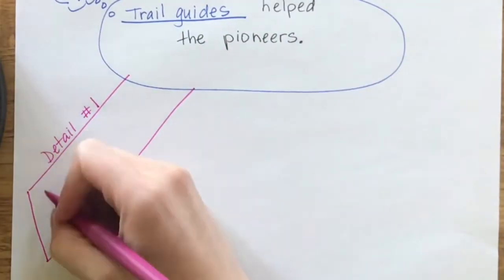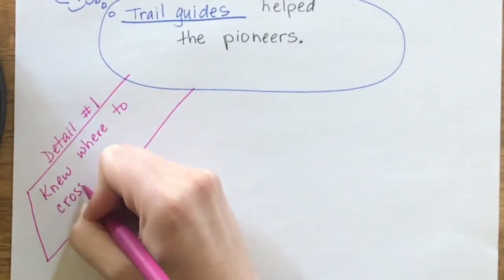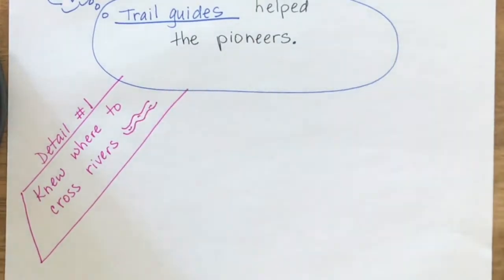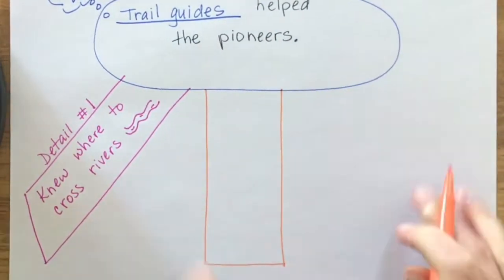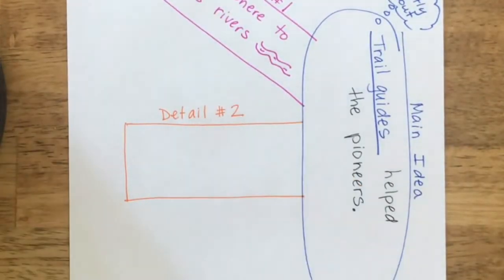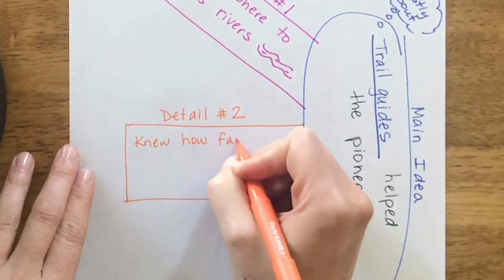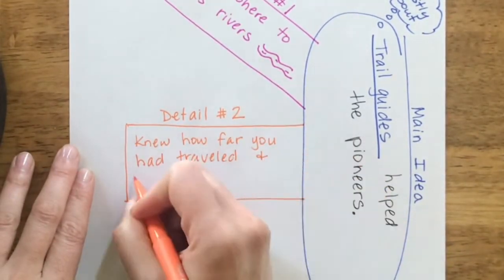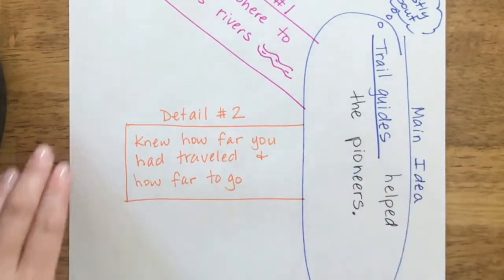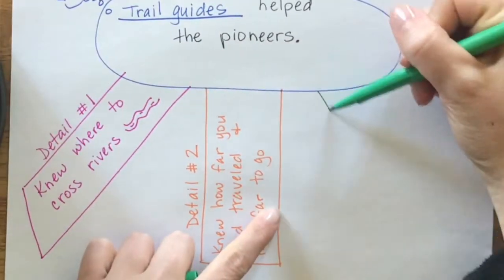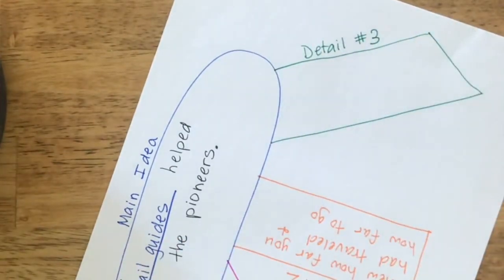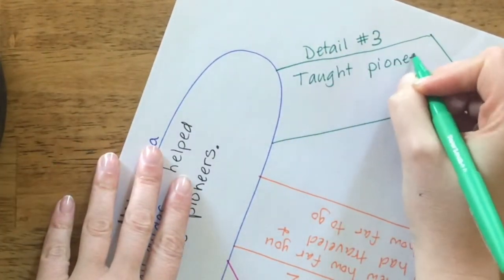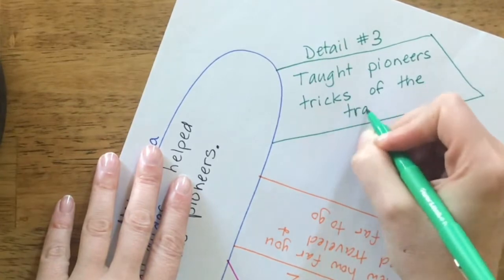One way that the trail guides helped the pioneers is because they knew where to cross rivers. That must have been very helpful. Another way that the trail guides helped the pioneers is that they knew how far they had traveled and how far they had to go. That would also have been very helpful. A final way that the trail guides helped the pioneers is that they taught pioneers tricks of the trail. I wouldn't mind learning some tricks myself.